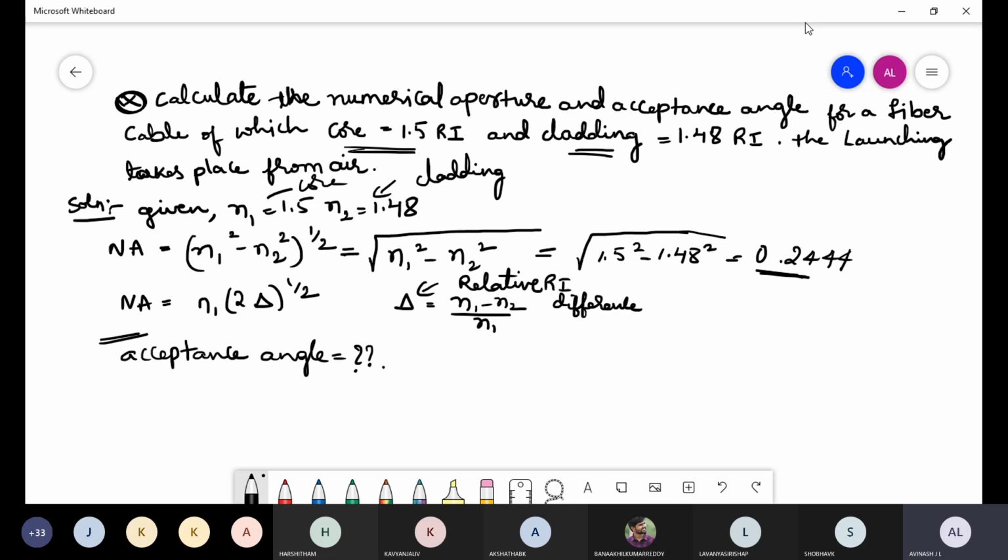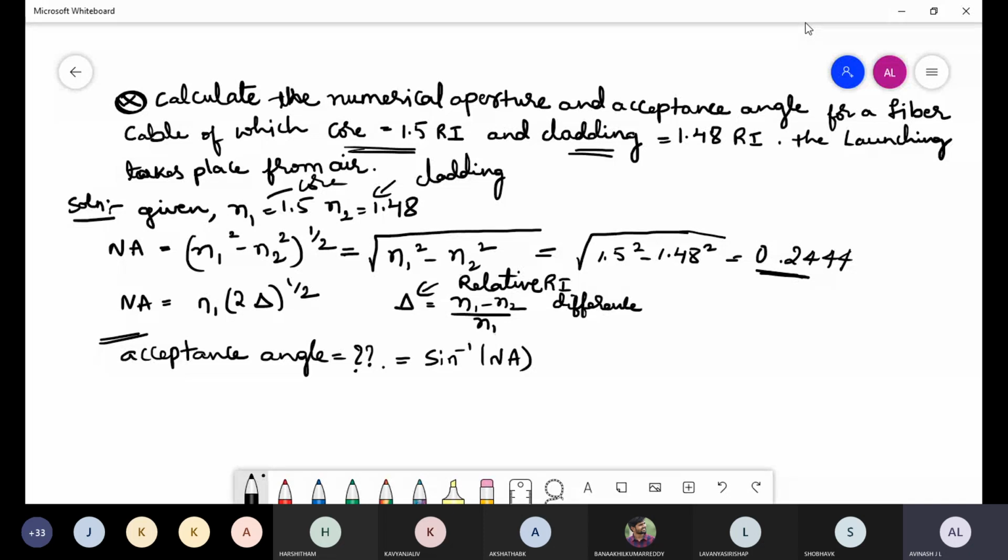So what is the acceptance angle formula? Acceptance angle is given by acceptance angle equal to sine inverse of numerical aperture. See, when the question is being given, they will be giving the second sub question in such a way that the first sub question answer will be data for the second sub question. So that may happen.